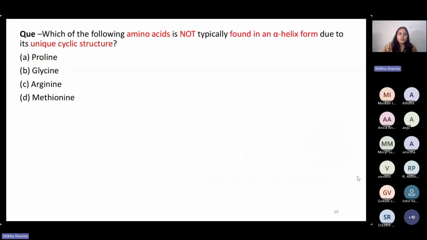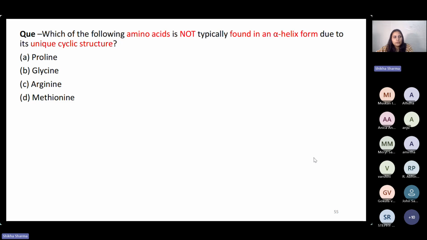Now let's see this question. Which of the following amino acids is not typically found in an alpha helix form due to its unique cyclic structure? Proline, glycine, arginine, or methionine. So it is saying that this kind of amino acid cannot form an alpha helix structure because it has a cyclic structure. Fozia is saying A, Shivaswamy C, Aman is saying proline.